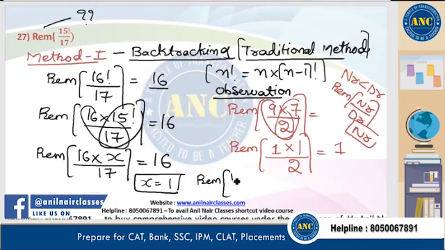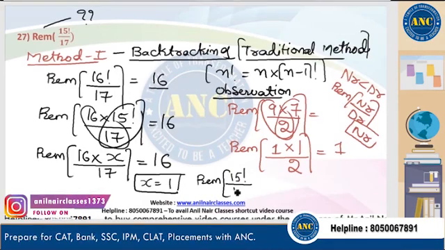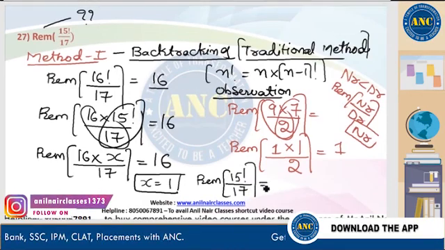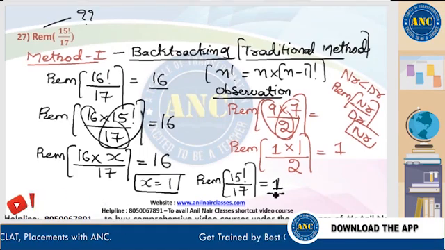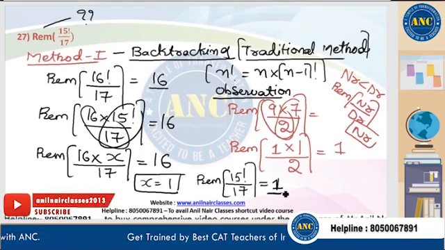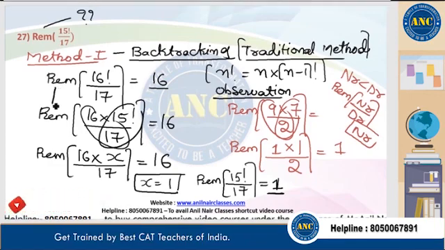So what is the x value? The x value is nothing but 15 factorial divided by 17. What will be the answer? 1. I hope it is clear. We are doing backtracking here.